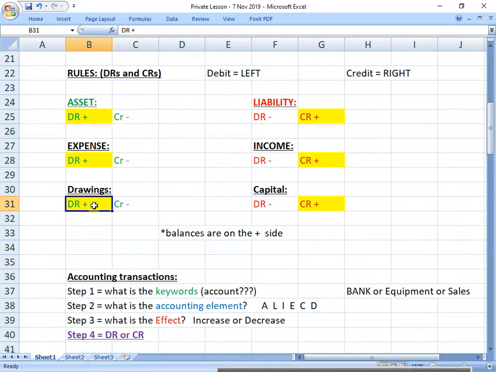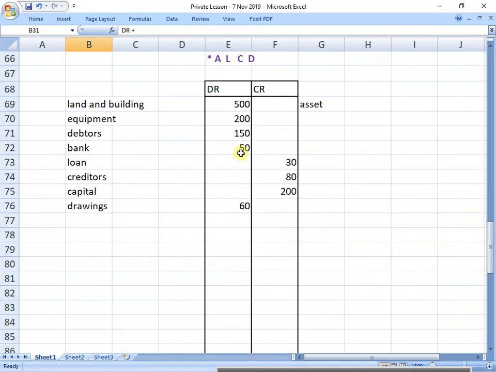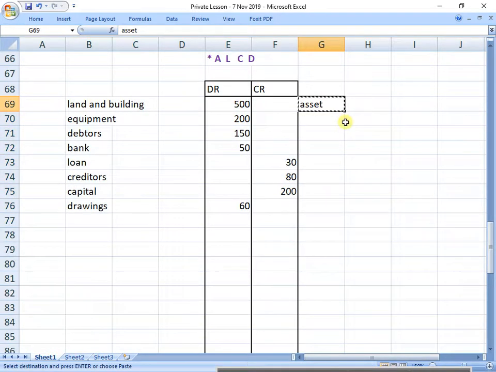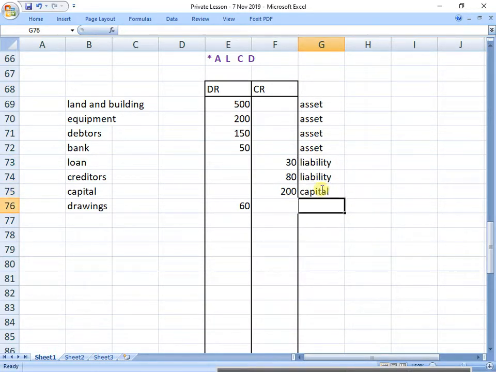On the debit side. Okay, so these are balances for different accounts. That's an asset. This is a liability. Capital is capital, drawings is drawings. Right, so this is what did they give you?